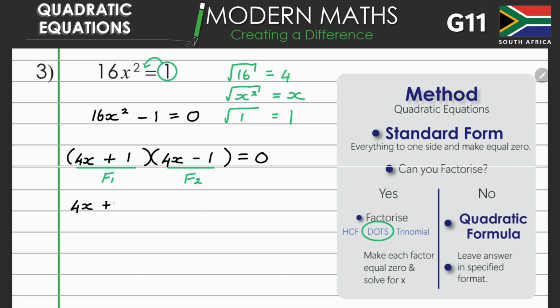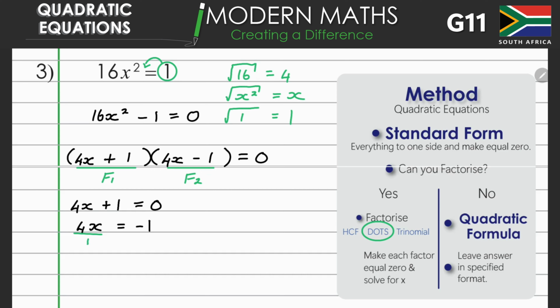So I work with them separately. I grab the first one and make it equal to 0. And from there, I'm going to take the 1 over. So when I take it over, it becomes the opposite sign, turns into negative 1.